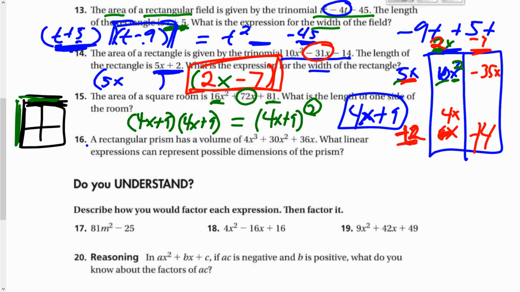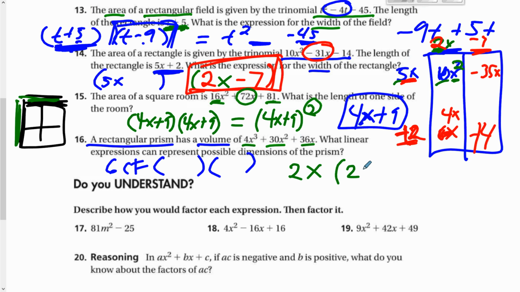Now I have a rectangular prism. So that means it has volume. That means it has 3 dimensions, right? So we need 3 terms. So usually it's probably going to be your GCF, parentheses, right? So that means we're going to factor the GCF out. So what can we take out? Look, they all have x's, so we'll take out an x. And they also have a 2 that I can take out. So what gets left is 2x squared plus 15x plus 18.